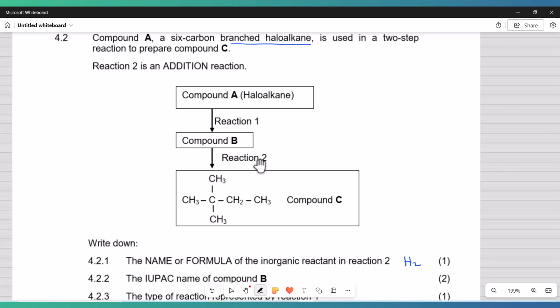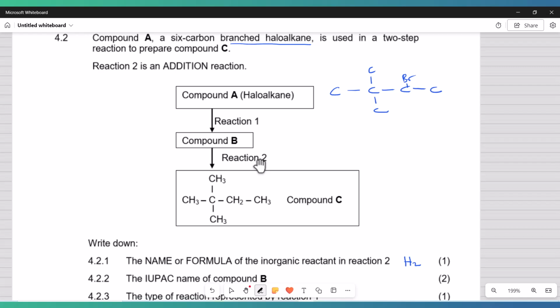Then the IUPAC name of compound B. Now, if you check what we have here, because of this alkane, our haloalkane must have been something like this: this carbon here, this carbon here, this carbon here, this carbon here. Depending on the alkane, it means the haloalkane must have had some halogen somewhere here. We can put a bromo on this carbon here. But they want compound B. Now this compound B must be an alkene, and we want its IUPAC name.